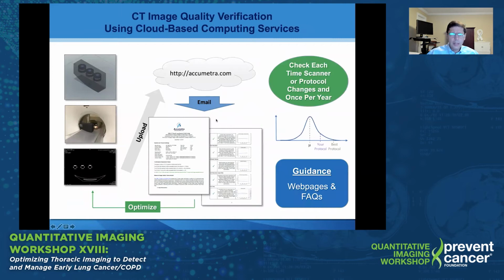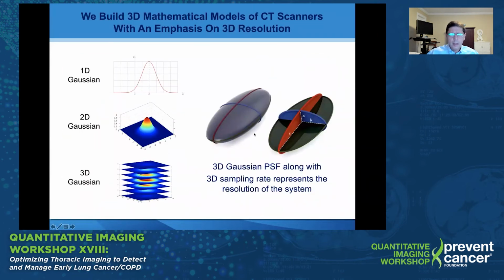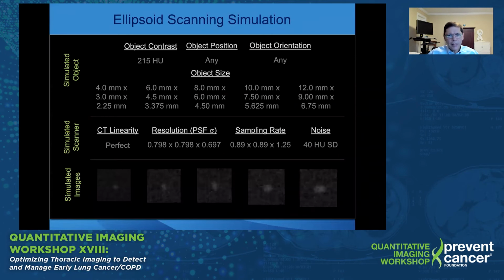And it's all automated. You just scan the phantom, upload it to us, and you get back a report within 5 minutes. We build that 3D model using what we call, this is a little technical, a Gaussian point spread function. This is a mathematical way of representing resolution. And once we have that information, we can experiment and build any images of what objects would look like in a scanner where we have that resolution information plus other things.